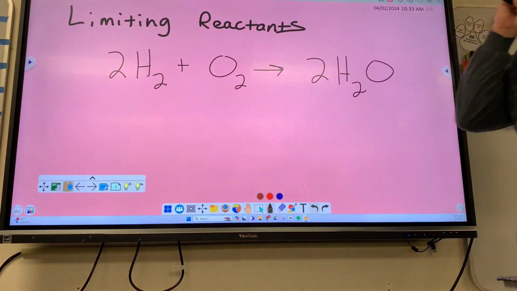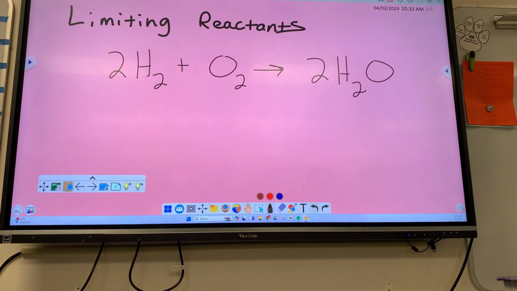So we've had this before. You're going to write this equation down for the 400th time in your notebook. And what I want you to pull from when you think of limiting reactants, I want you to pull from the s'mores lab that we did.